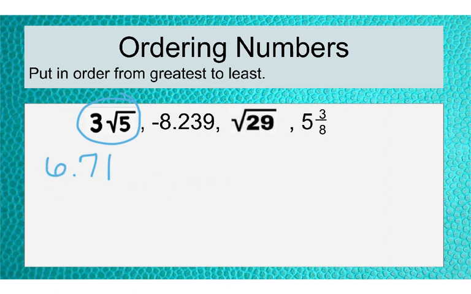What about the next one? Well, this one's pretty easy. It's already a decimal. So let's go ahead and line it up. I'm lining up my place values to make it easier when I put them in order.